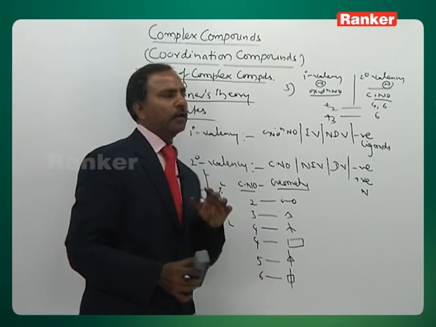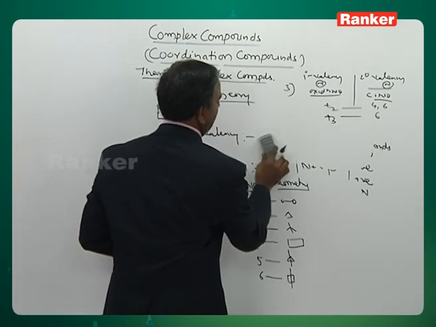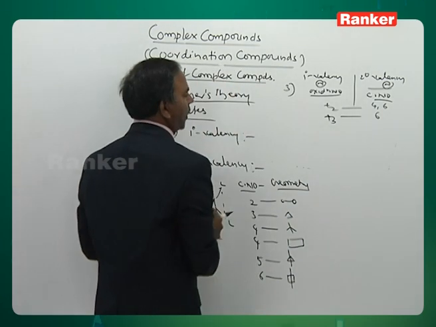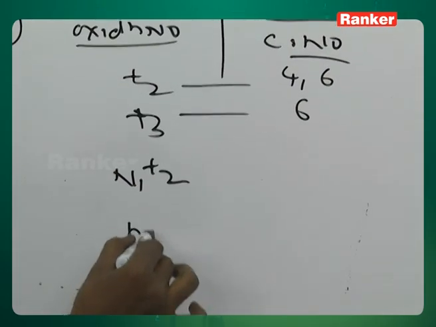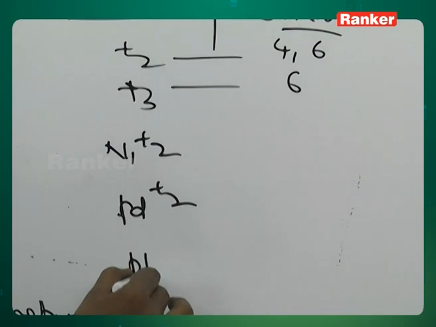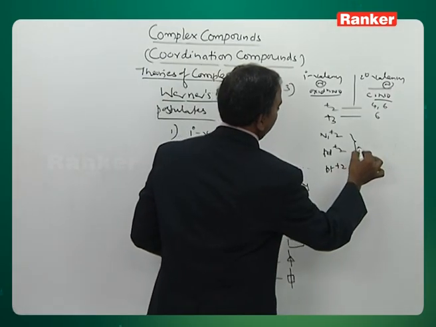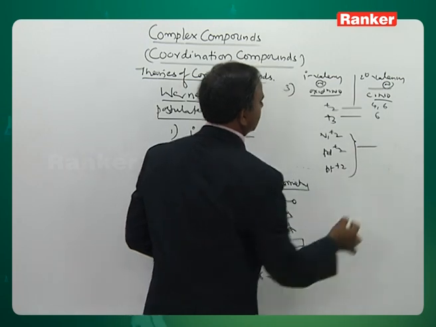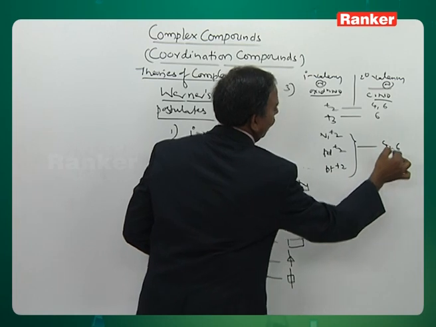Therefore, what we can understand about these 3 metal ions, either you consider nickel, palladium and platinum. Look here: nickel, palladium and platinum. These 3 metal ions are not exhibiting +3 oxidation state. In the +2 state, they generally exhibit coordination numbers 4 and 6.